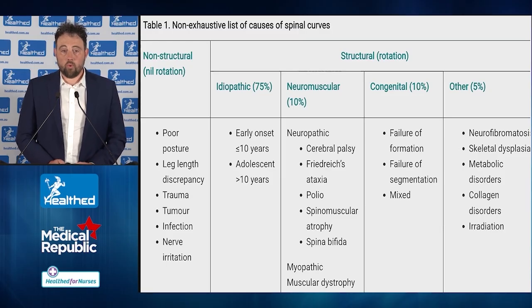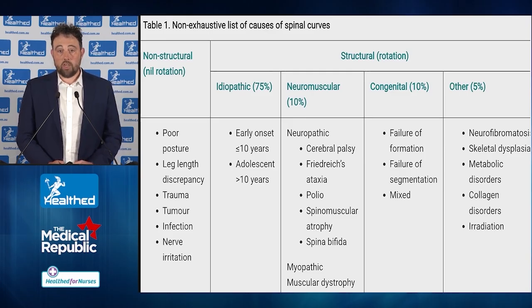So there are many potential causes of spinal curvature or scoliosis. These are divided broadly into non-structural curves, which are not associated with any rotation of the vertebra, and structural curves, which tend to be more associated with rotation. Non-structural causes include poor posture, leg length discrepancy, occasional trauma, tumour, infection, or nerve irritation, sometimes due to an adolescent disc protrusion. Structural causes include idiopathic scoliosis, which is the most common type in the adolescent years.